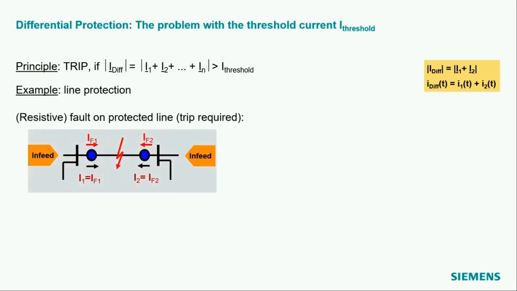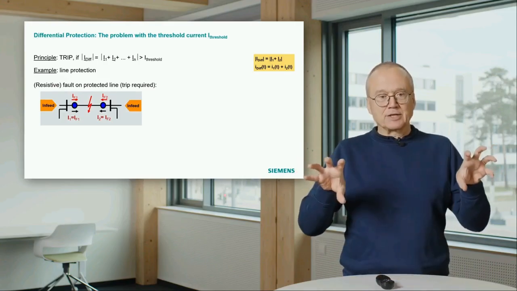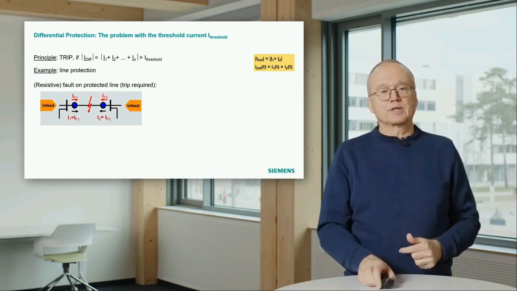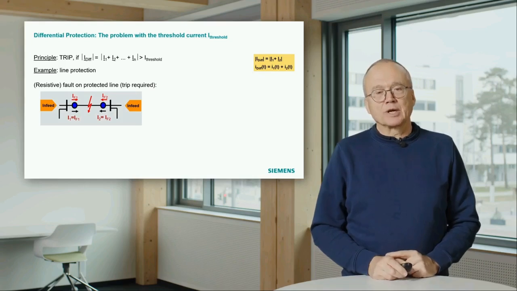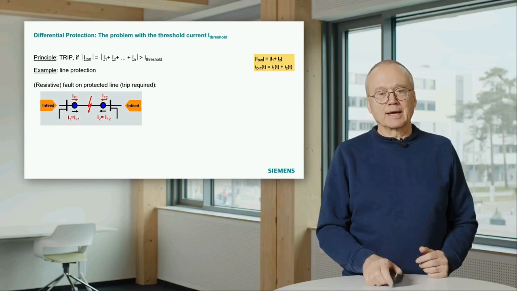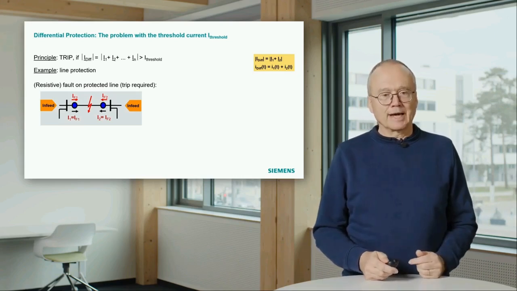And the first case I'd like to discuss is a fault, maybe a resistive fault on a line, on the protected line. In this case, we expect that our protection relay should trip. So what happens? We measure the currents at two ends of the line. Short circuit currents come from both sides. That means both current transformers measure a certain current flowing into the line. Fault current 1 on the left side, fault current 2 on the right side.